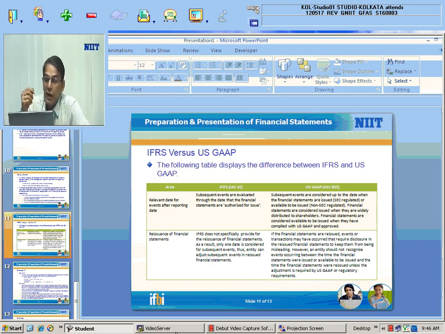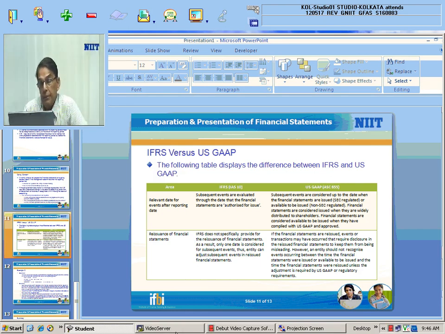So subsequent events up to the date of authorization of the financial statements for issuance are examined to see whether these are adjusting or non-adjusting events, and whether they require an adjustment in the financial statements or only disclosure. Subsequent events are evaluated through the date that the financial statements are authorized for issue. This is the guidance under IAS 10.